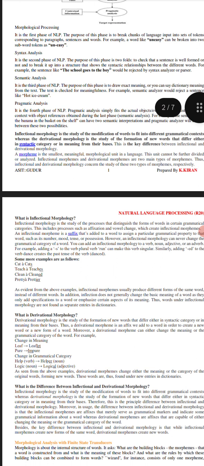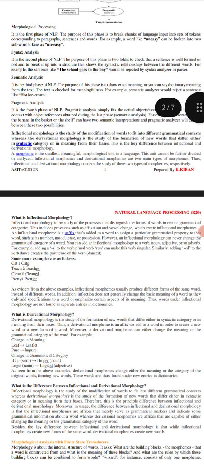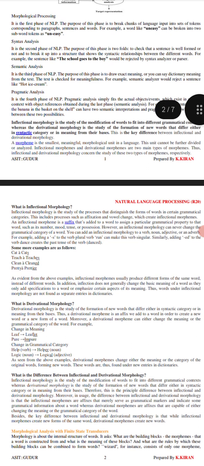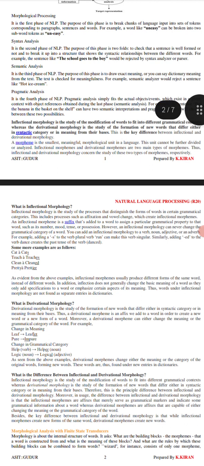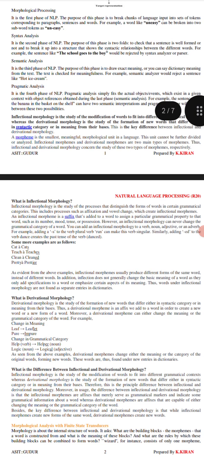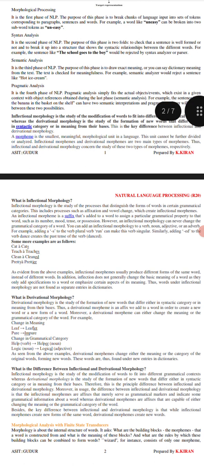Next, what is inflectional morphology? Let's see. Inflectional morphology is the study of the process that distinguishes the forms of a word in certain grammatical categories. This includes processes such as affixation and vowel change, which create inflectional morphemes. An inflectional morpheme is a suffix that is added to a word to assign a particular grammatical property to that word, such as its number, mood, tense, or position.